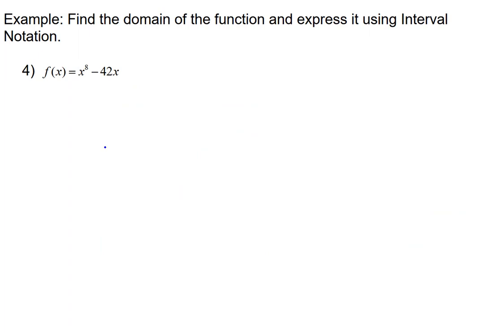For our next example, we also want to find the domain of the function and express it using interval notation. This time our function reads f of x equals x to the 8th power minus 42. Now we'll consider our two problems for domain. Are we at risk of dividing by 0? That's one of our concerns. In this case, there is no division or fraction, so we could say no, we're not going to do that, which means we don't even have to look for it.